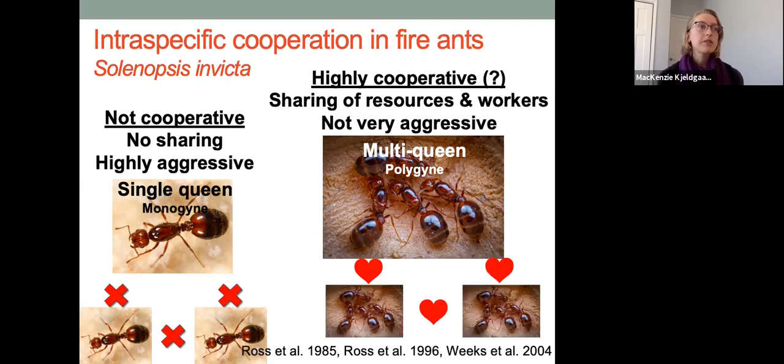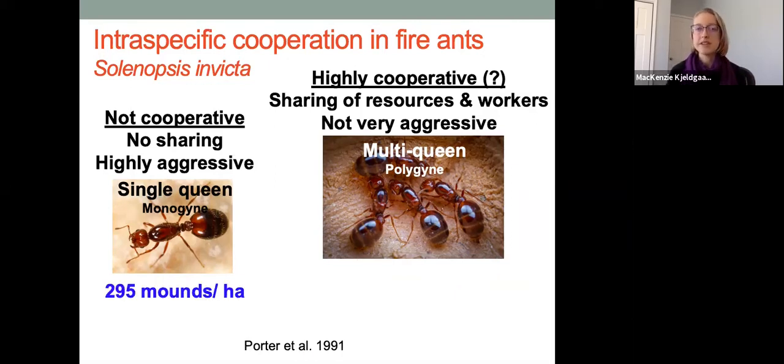So this multi-queen form is thought to be highly cooperative. So there's thought to be a lot of sharing of resources and workers between neighboring colonies. And workers are thought to be not very aggressive towards conspecifics. And this difference in cooperative behavior is thought to correspond with a difference in abundance.